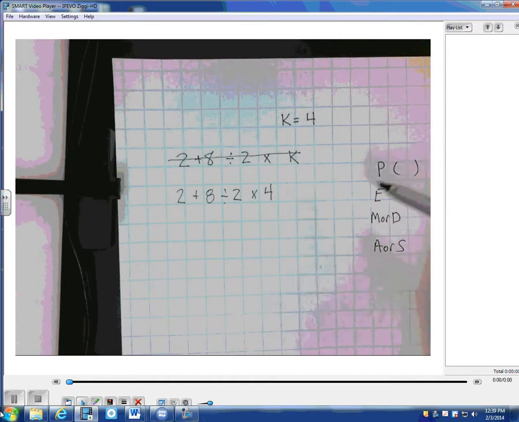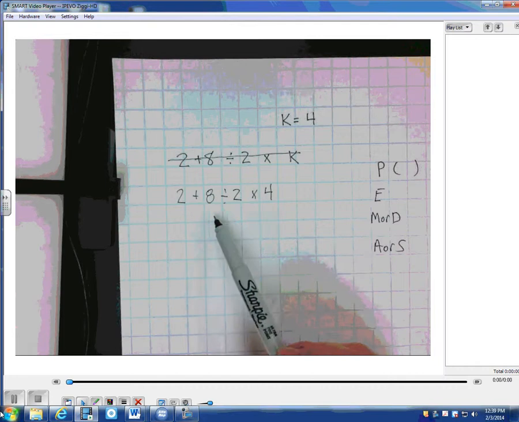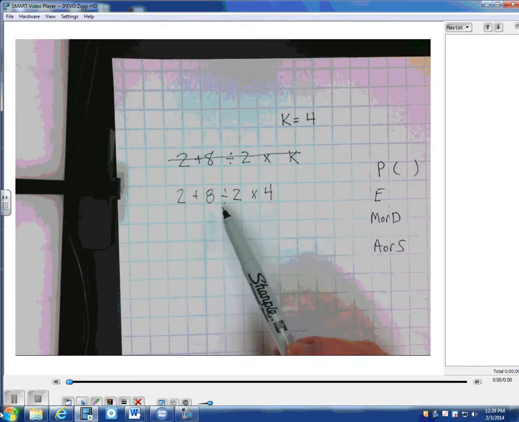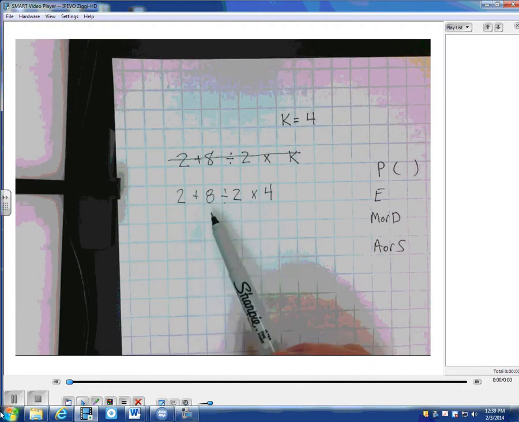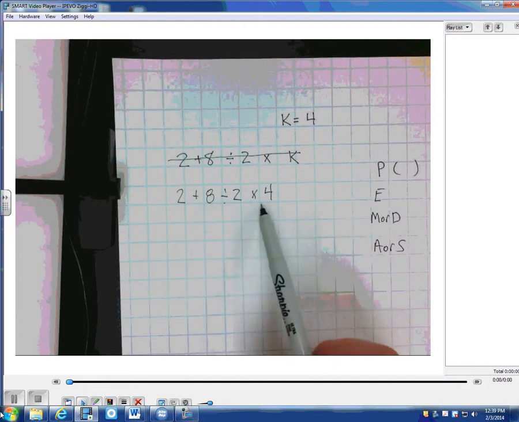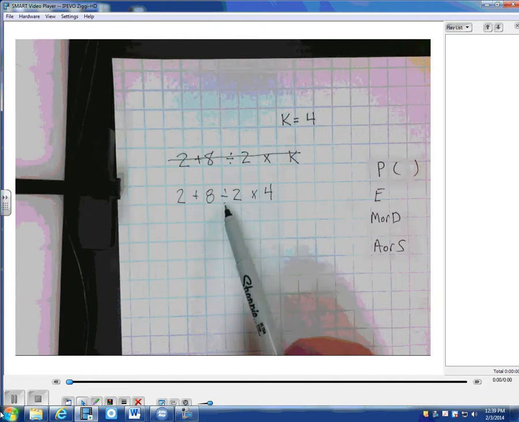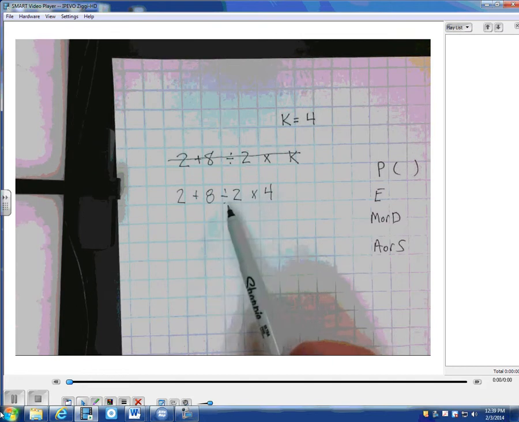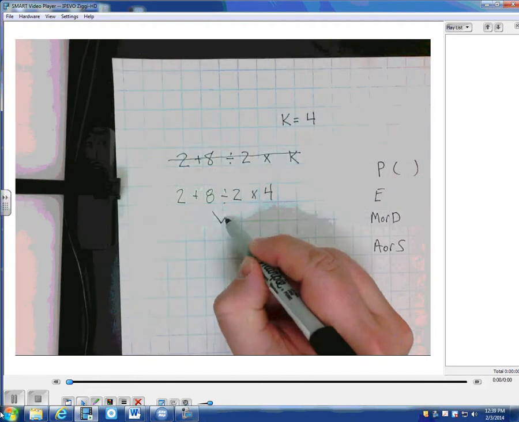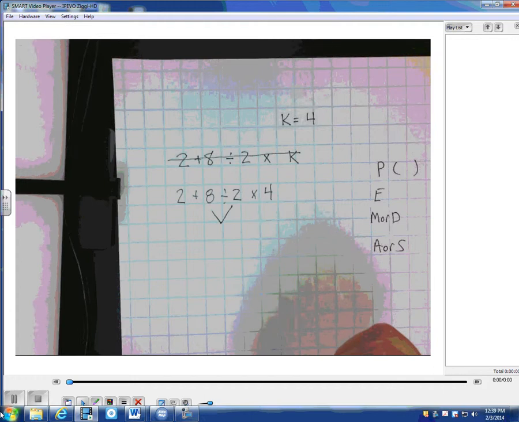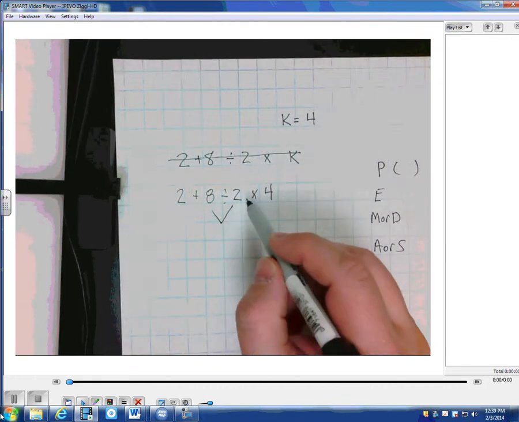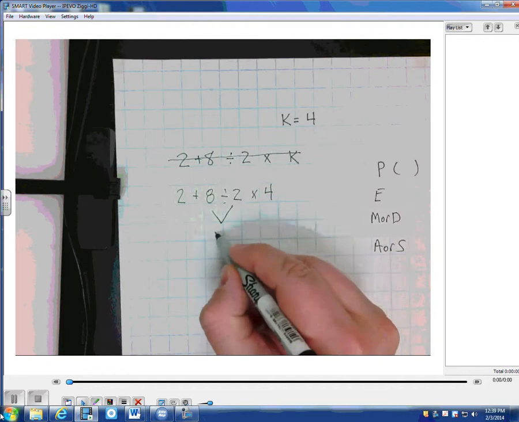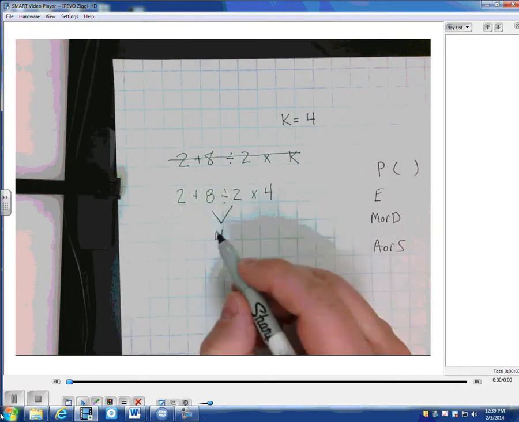All right, so let's look how we would start this one off. This should just be a quick review. I have 2 plus 8 divided by 2 times 4. Well, I don't have any parentheses. I don't have any exponents, but I do have multiplication and I do have division. So based on having both in the same problem, I do whichever comes first. In this problem, I'm going to divide first. 8 divided by 2 is 4. And then I rewrite the problem.